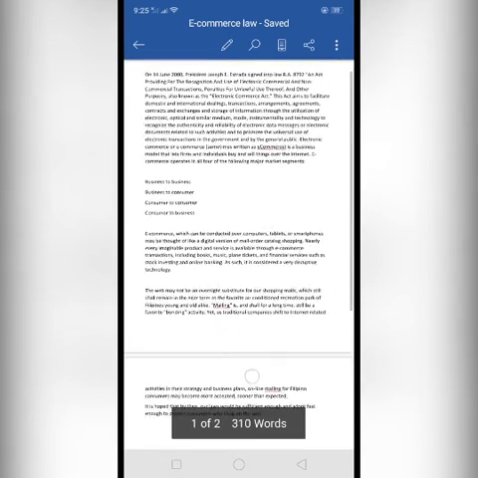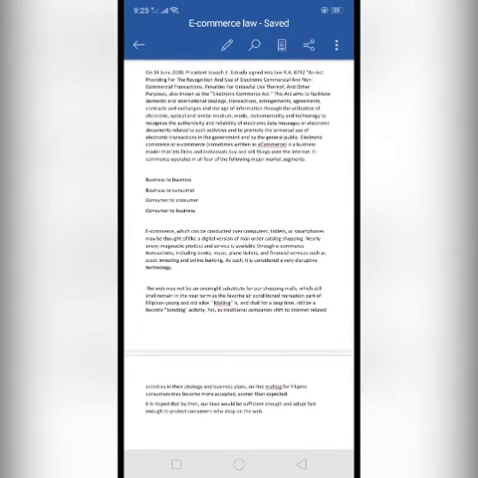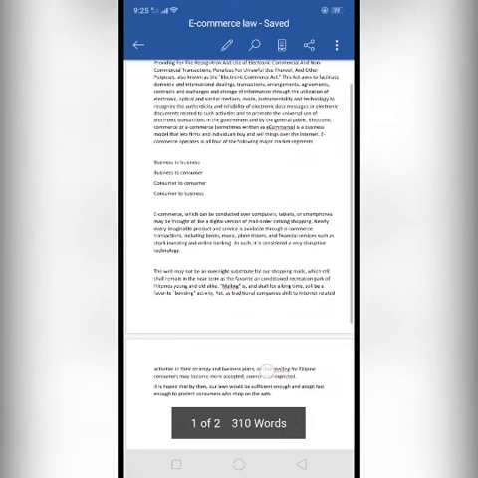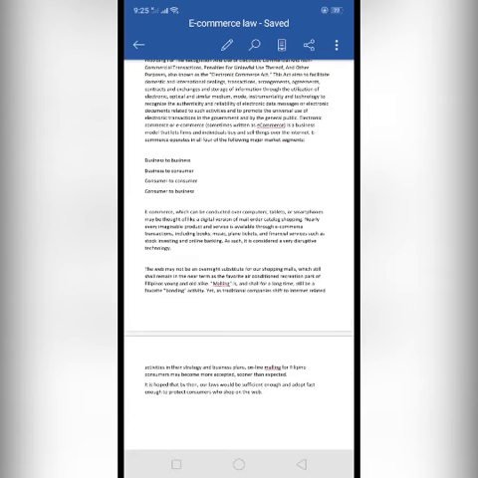E-commerce, which can be conducted over computers, tablets, and smartphones, may be thought of like a digital version of mail order catalog shopping. Nearly every imaginable product and service is available through e-commerce transactions, including books, music, plane tickets, and financial services such as stock investing and online banking. As such, it is considered a very disruptive technology.